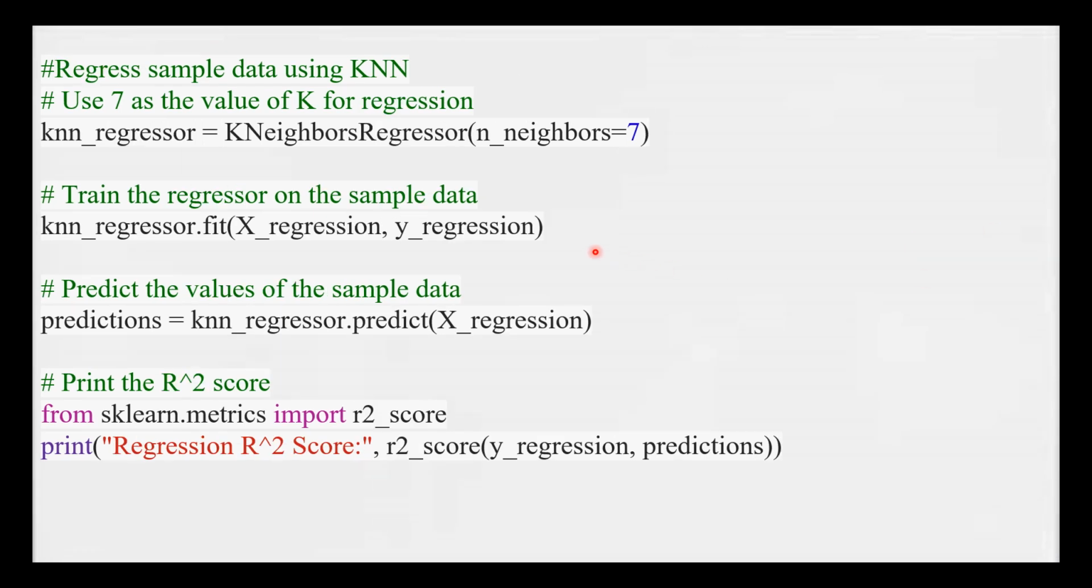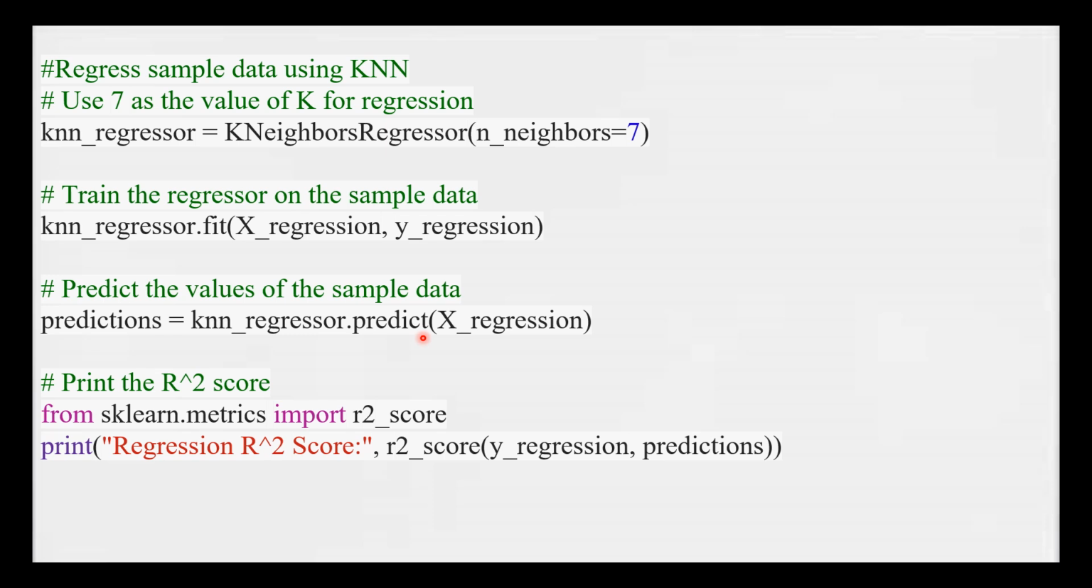Then comes the regression. So here we will create an instance of the k-nearest neighbor regressor with 7 as the value of k, and then we will train the KNN regressor on this generated regression data set, and then we will predict the values for the sample data set, and finally we will calculate the R squared score of this regression model by comparing the predicted values with the true values, and we will print the R squared score for the regression.